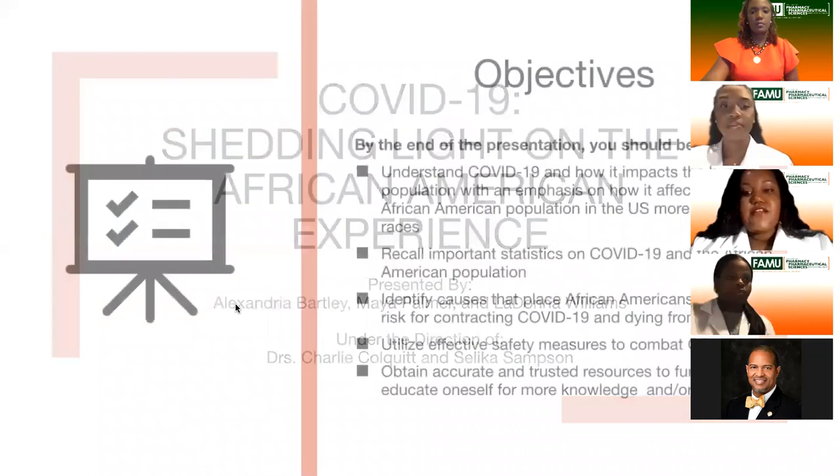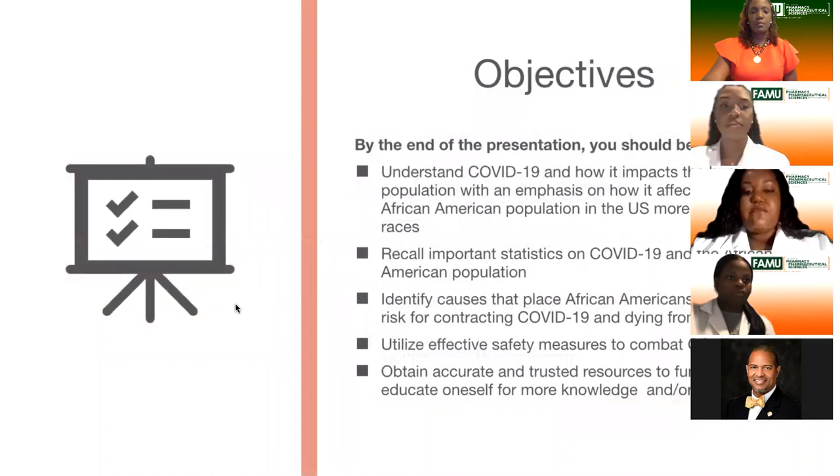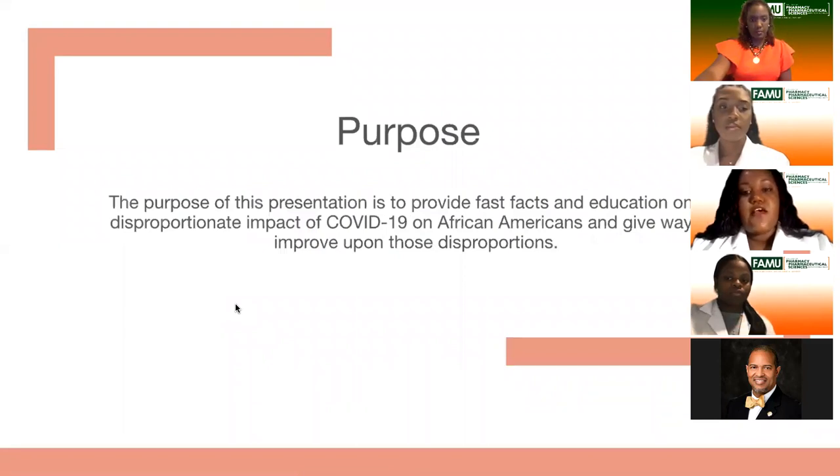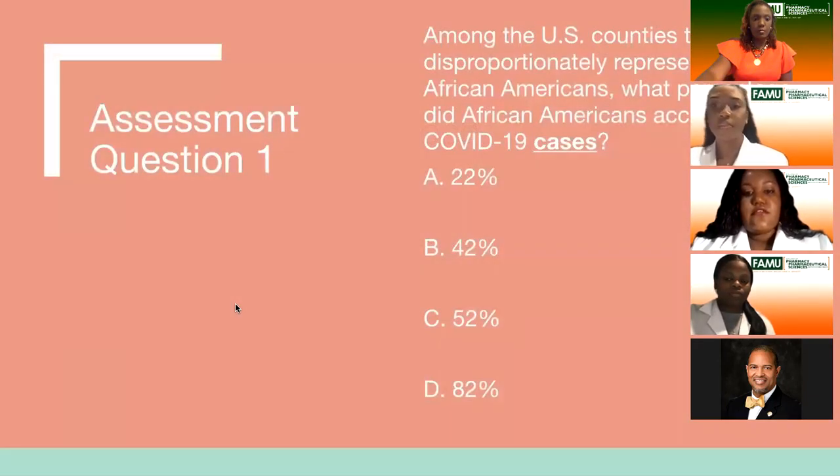Today, we will be discussing the impact of COVID-19, statistics on COVID-19 and the African American population, Americans contracting COVID-19 and dying from it, effective safety measures to combat COVID-19, and trusted resources to further educate and or give assistance. The overall purpose of this webinar is to provide fast facts and education on the disproportionate impact of COVID-19 on African Americans and give solutions that could help reduce the risk. We will begin this afternoon by asking you all a few questions to assess your knowledge and understanding of COVID-19's impact from a statistical data standpoint.